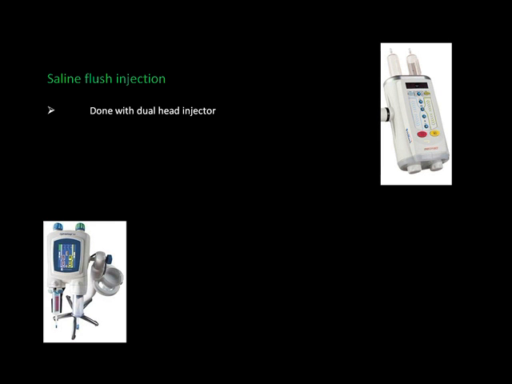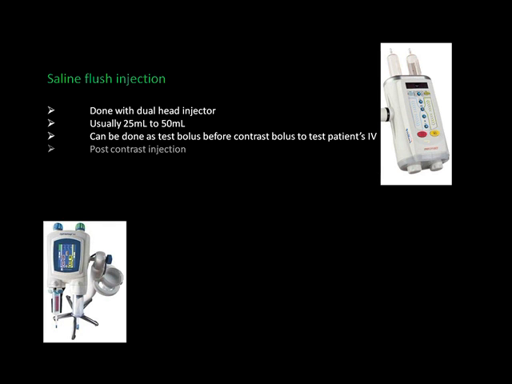Now there's also a saline flush injection used, and it's done with a dual head injector, usually 25 to 50 mLs. It can be done as a test bolus before the contrast bolus to test the patient's IV to make sure it's going to hold that injection rate. And it's better to have 25 cc's of saline infiltrate as opposed to 100 mLs of the contrast.